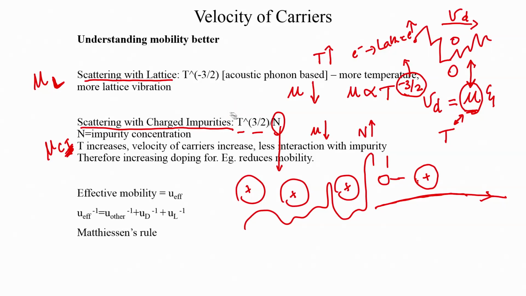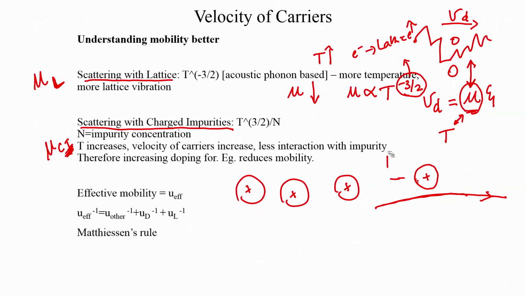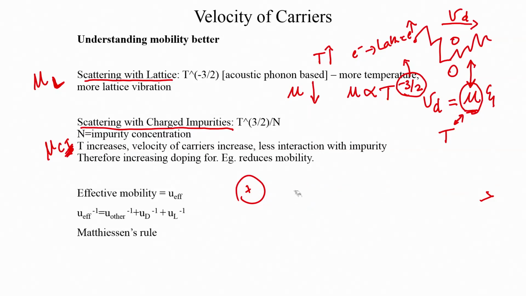Now, there could be many other scattering mechanisms. For example, you could have something called piezoelectric scattering. You could also have electron scattering, etc. Although we have not considered every scattering mechanism in detail, let us just say that all the other scattering mechanisms affect mobility, which is defined as mu other. So, let us say there is a mobility due to all the other scattering mechanisms.